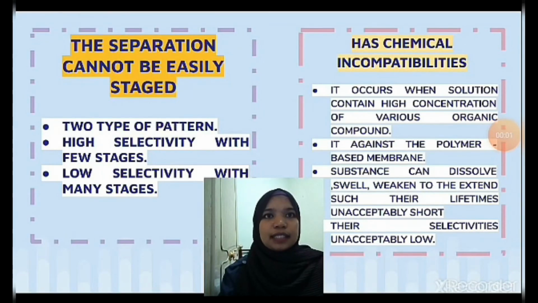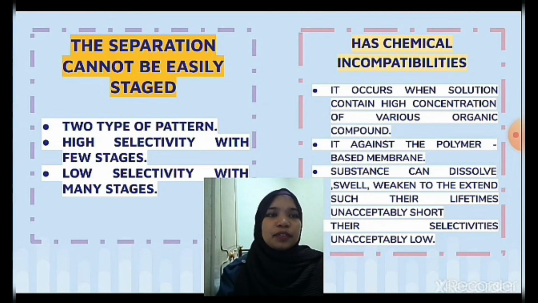So, the second point is that the separation cannot be easily staged, unlike a distillation column, which is designed with many stages. So, there are two types of pattern in membrane separation: designed with high selectivity with few stages, and low selectivity with many stages. Increasing the number of stages will decrease the selectivity of the membrane.